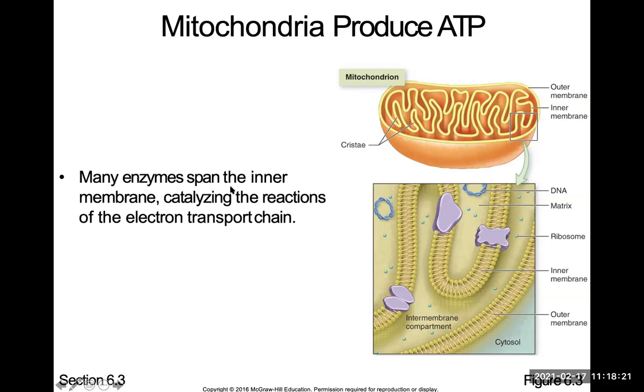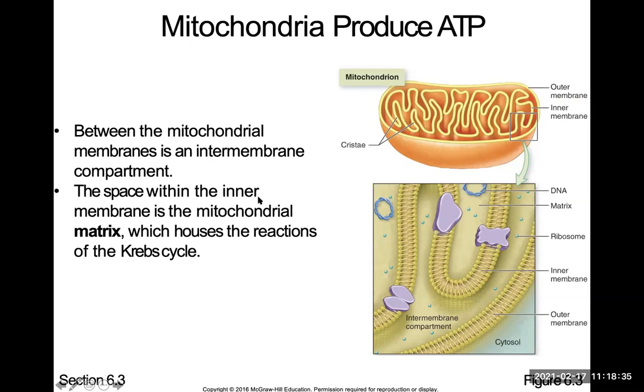It says that many enzymes span the inner membrane, catalyzing the reaction. What this means is there are molecules found on the inner membrane that do the electron transport chain and produce energy. That's where that takes place. Between the mitochondria membranes is the intermembrane space, right here, between outer and inner. And then the space inside the inner membrane is called the matrix. That's where Krebs cycle happens. Krebs cycle happens here, electron transport happens here, and then glycolysis happens outside.